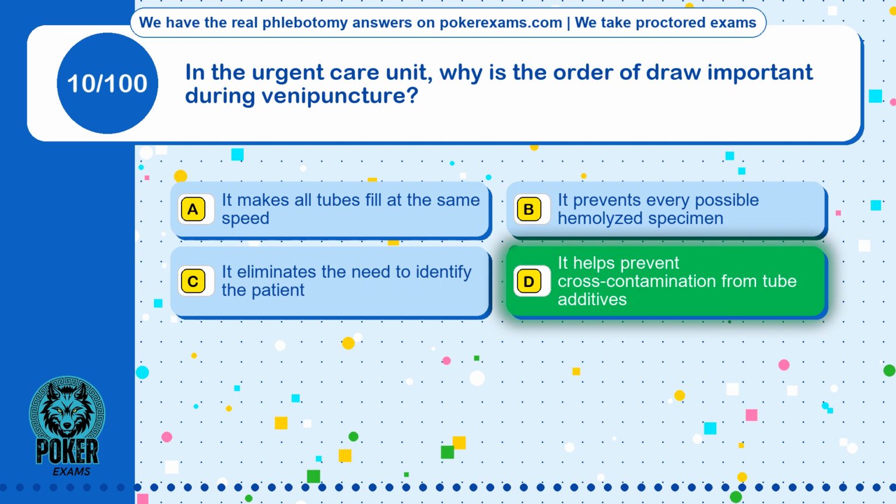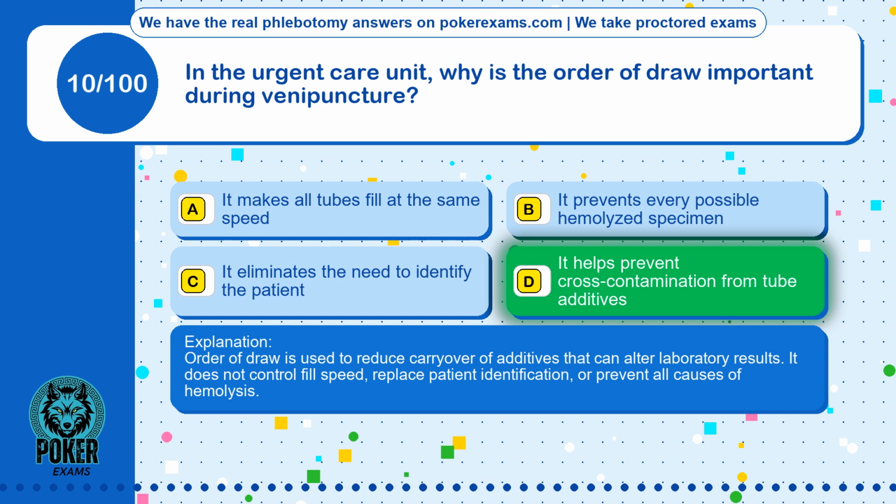The correct answer is option D. It helps prevent cross-contamination from tube additives. Order of draw is used to reduce carryover of additives that can alter laboratory results. It does not control fill speed, replace patient identification, or prevent all causes of hemolysis.